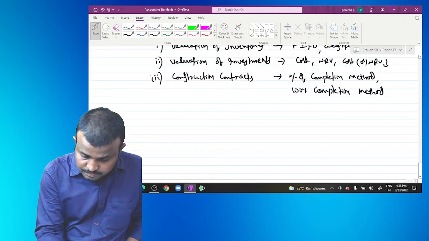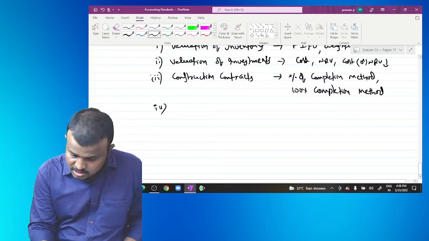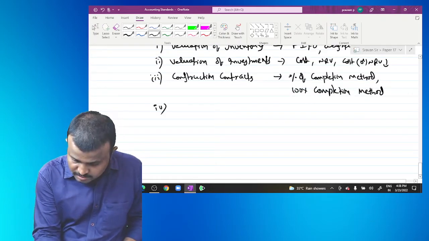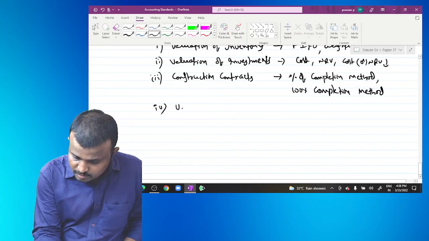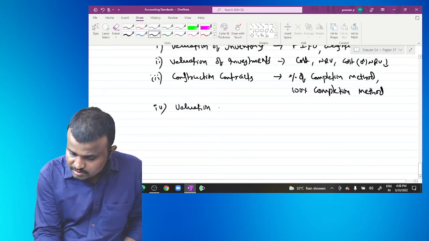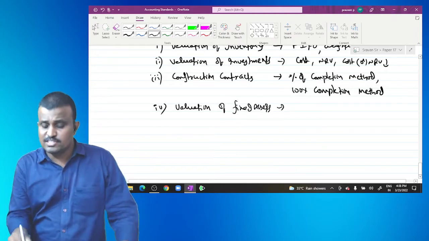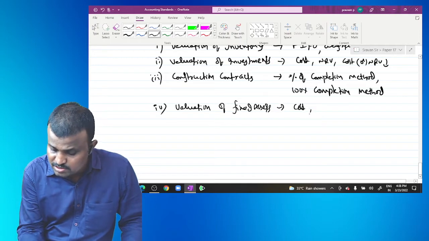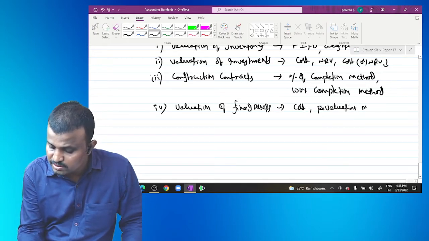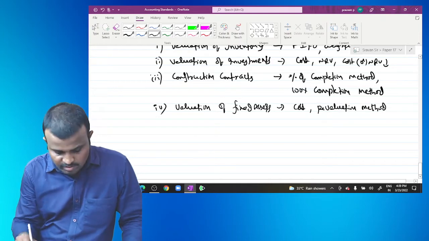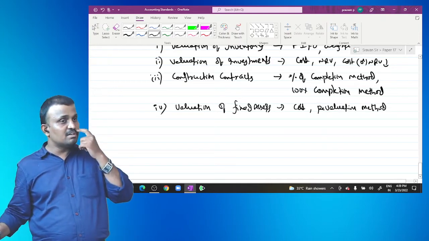Then coming to the fourth one, valuation of fixed assets. General fixed assets are valued at what? Cost, or we may follow the revaluation method.